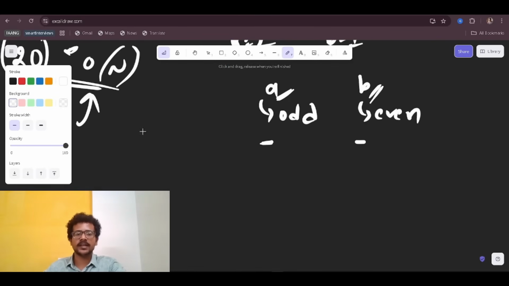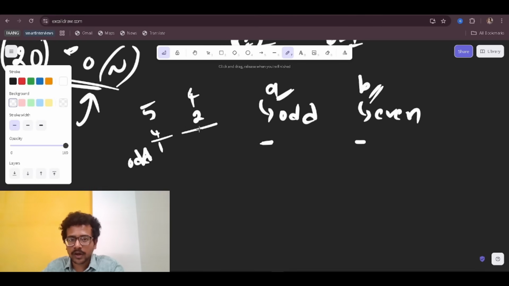Now, let us just take something like 5 and then 4. By removing 1, I would result in 4. No, I don't do that. Now, if I remove 2 or even 4, I can't remove more than 5, so I'm just removing 4, then I would result in odd. Now if I remove an even number from 4, then I would result in an even 2.